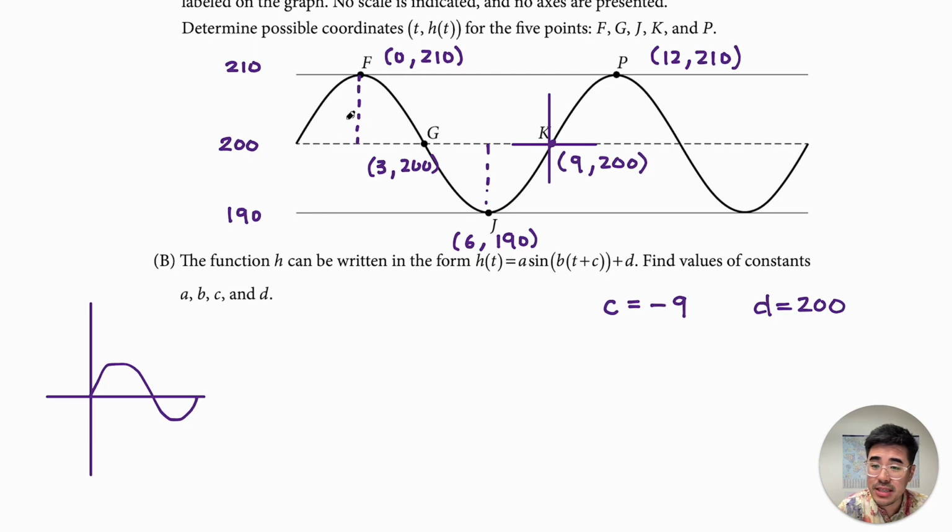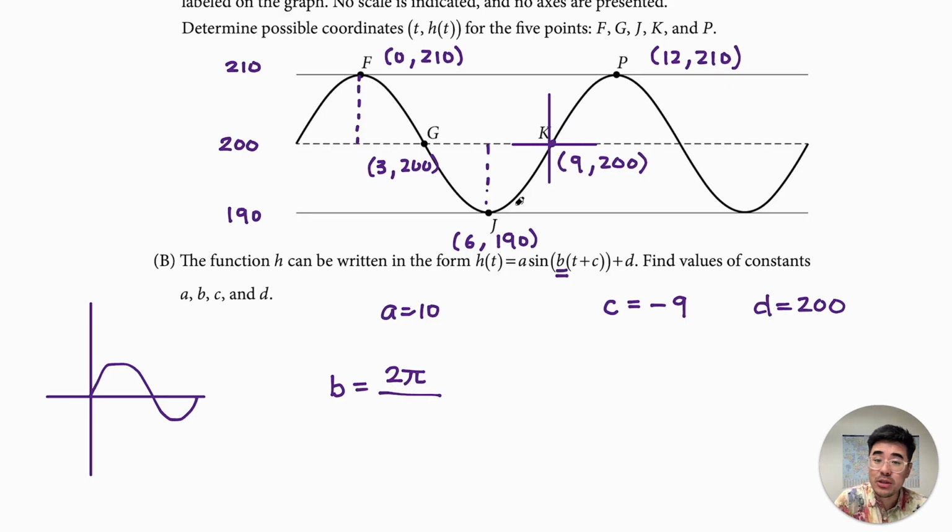What is the actual distance? It is 10 units tall, so we know that A is equal to 10. These are the most straightforward ones, but the complicated one is to figure out what B is. B is your frequency, and to find your B, you're going to take 2 pi, which is the value of the normal period of a sinusoid, and you're going to divide it by the new period.